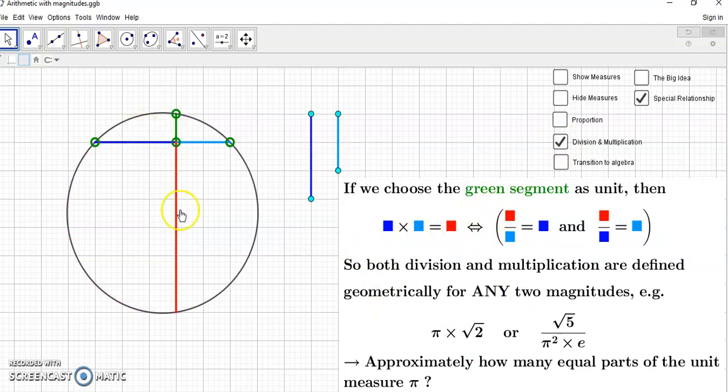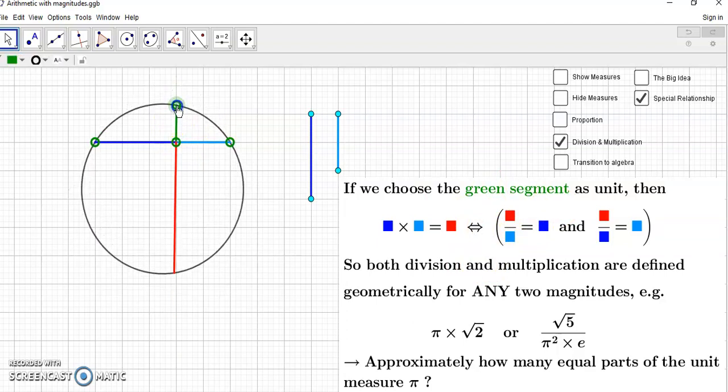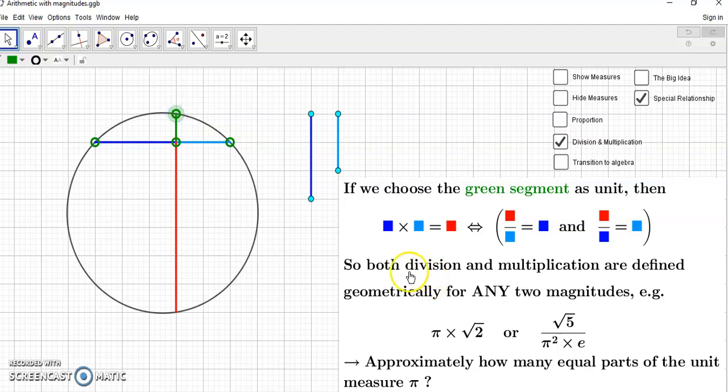If we choose any of these line segments as a unit, it's not a problem. And we can show how division and multiplication work without any difference whatsoever. Let's suppose we choose this little green segment as the unit. And it doesn't have to be one unit exactly. It can be 2 units. It really doesn't matter at all.